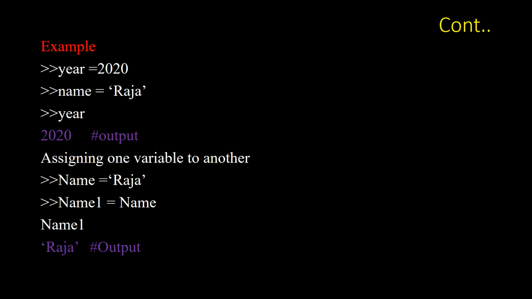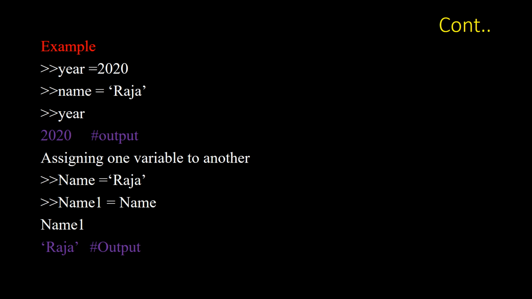So, the example for a variable: here I have declared a variable called year and the value assigned is 2020, and another variable called name. Here I am going to assign a character value, which can be specified in single quotes. Suppose I am going to print the year; when I give year, it displays 2020.